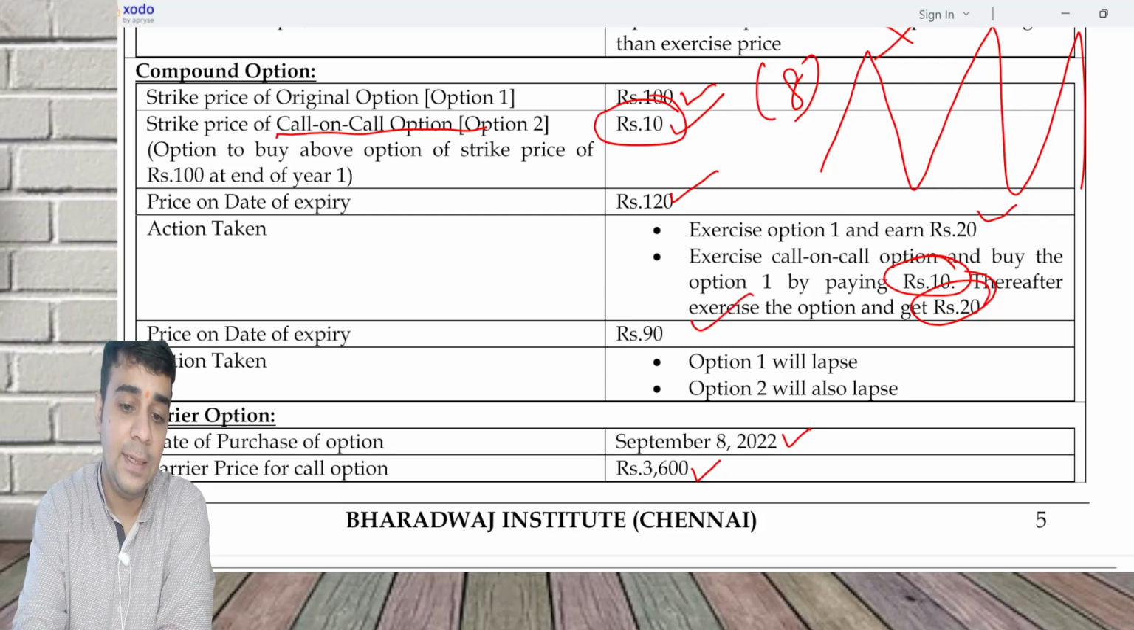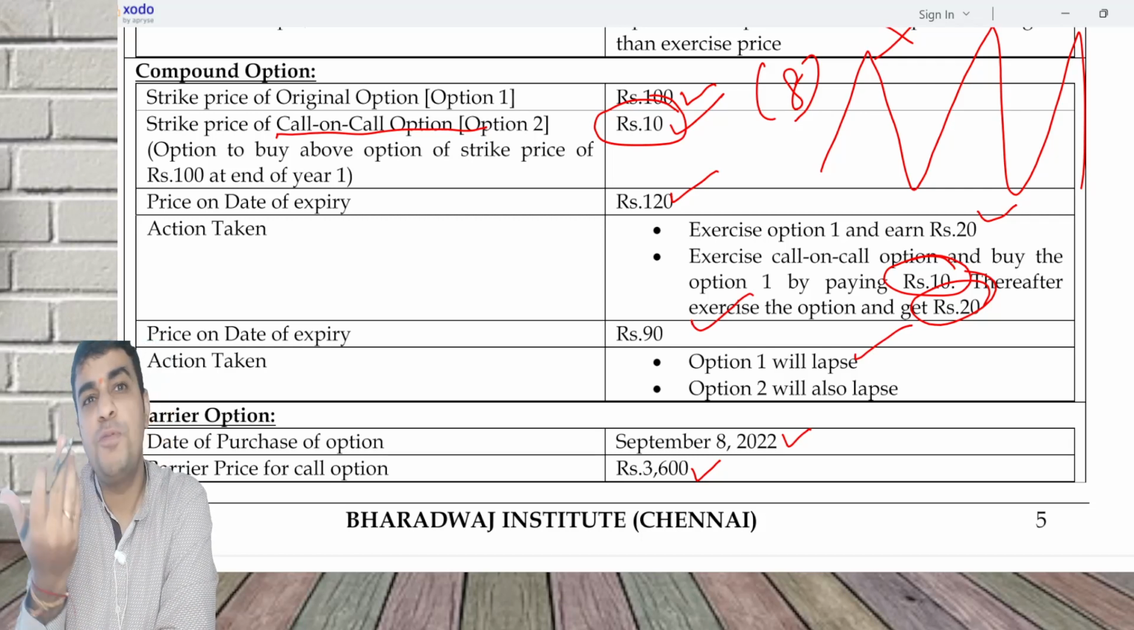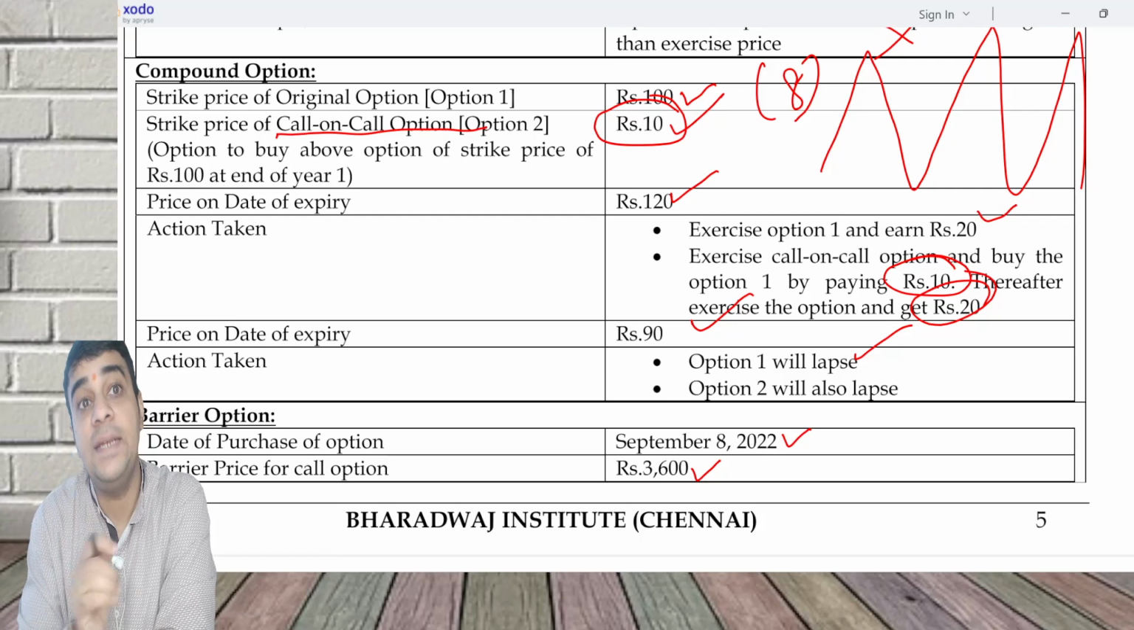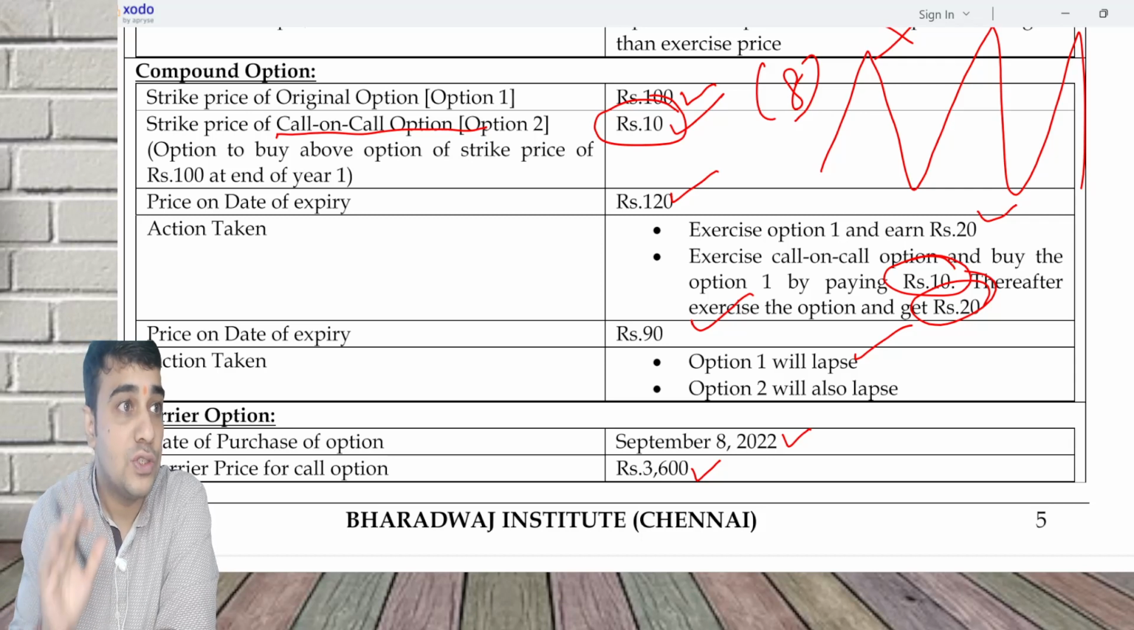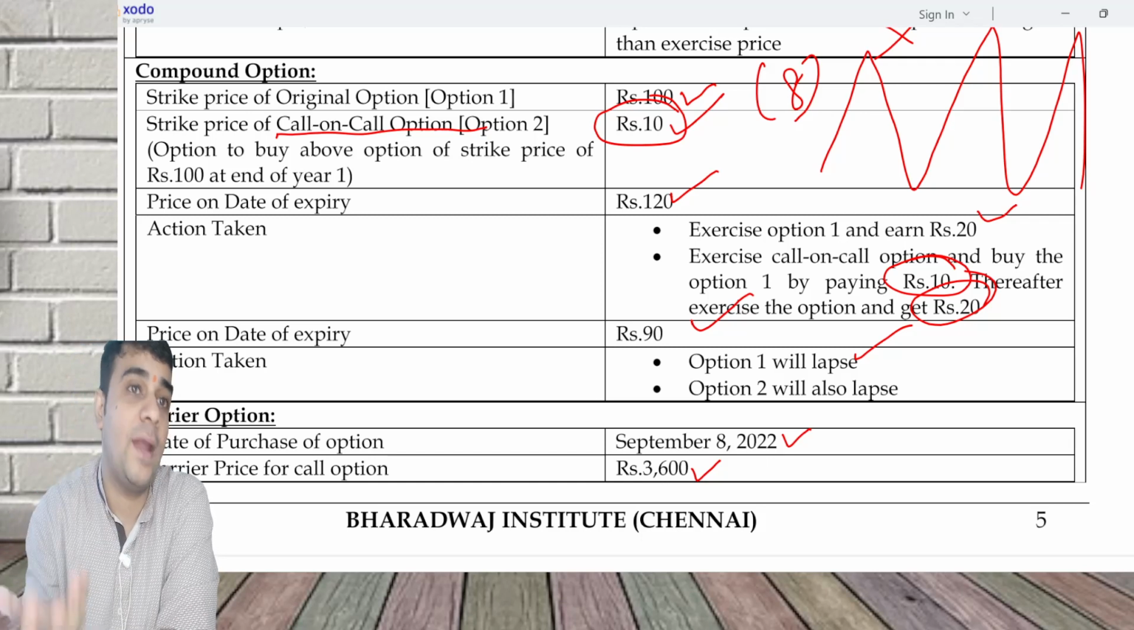If it's 90, option 1 will lapse. I don't want to exercise option 1. Option 2 also I don't want to exercise. What is option 2? It is buying a call option by paying 10 rupees. Why will I pay 10 rupees, buy the call option and make it worthless? Because the call option is anyway a worthless option. So it basically gives you more flexibility to buy.